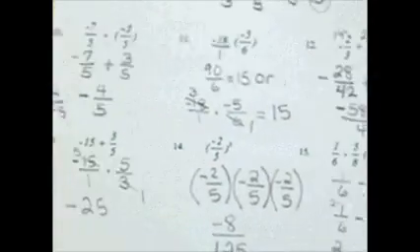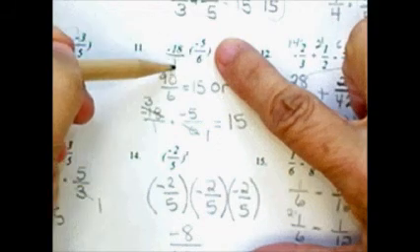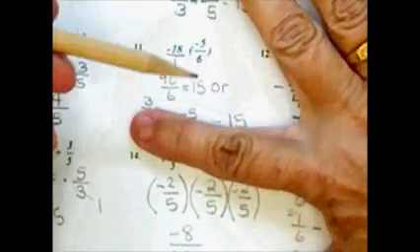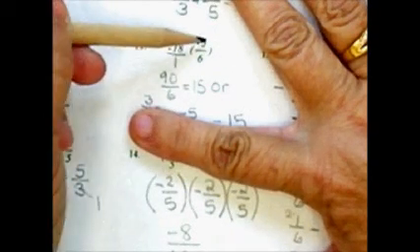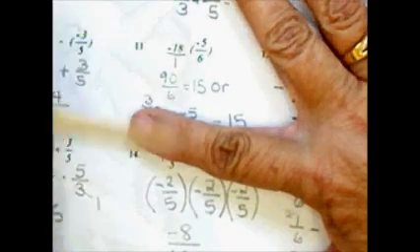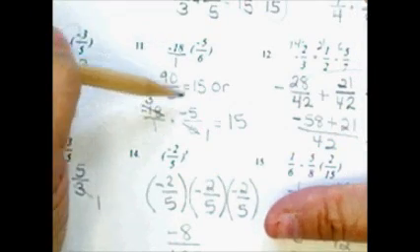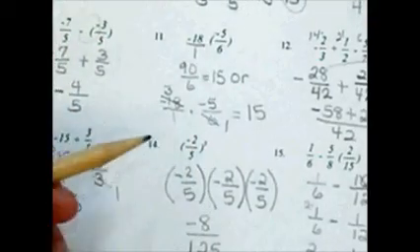Okay, number 11. Negative 18 over 1 times negative 5 over 6. I'm going to do this two ways. So I could just multiply across the top. 18 times 5 is 90, and I have two negatives. That's a pair, so that means it's going to be positive. So 90 divided by 6 then is 15. Now, this is not the easiest way to do it, because then I have to deal with large numbers.